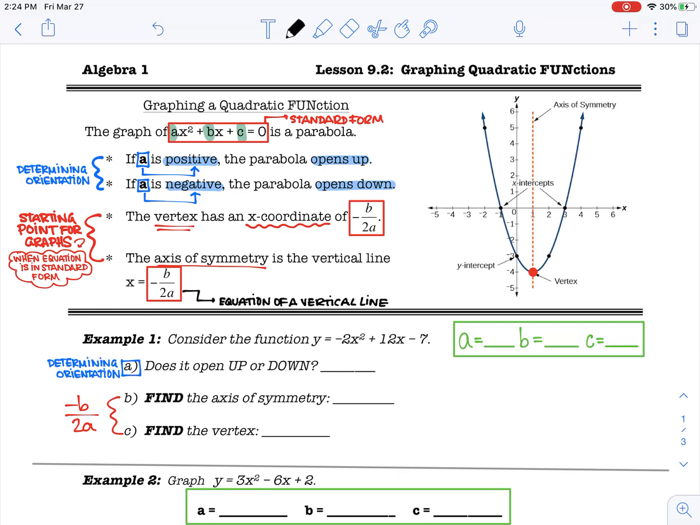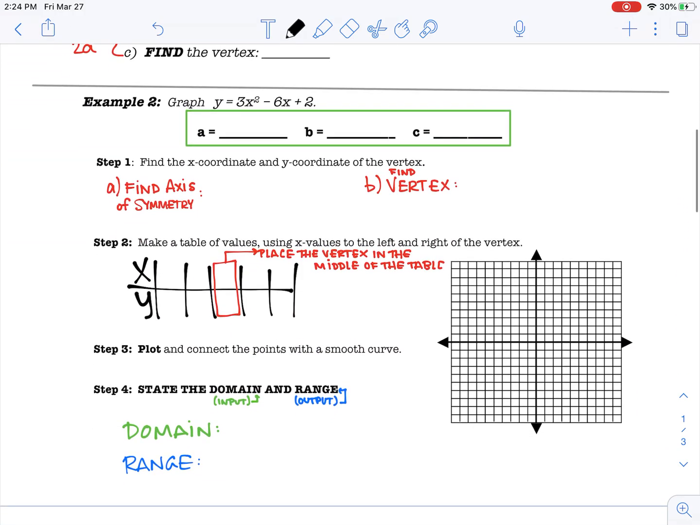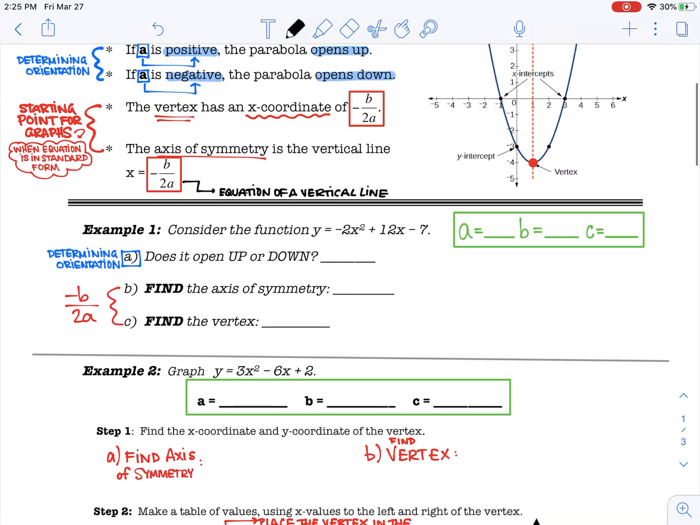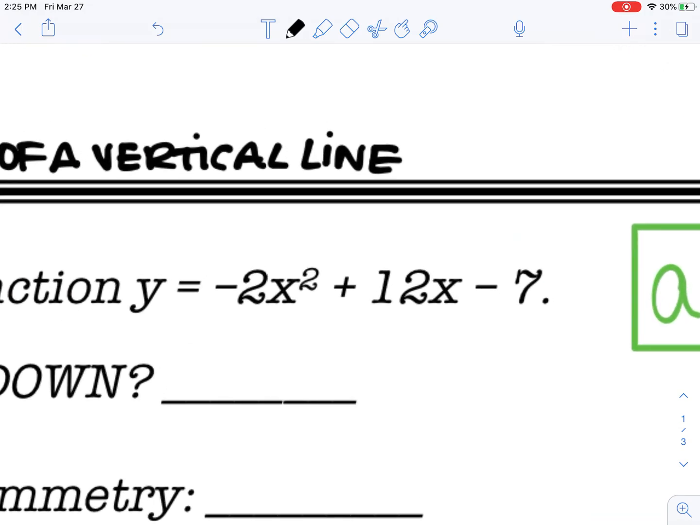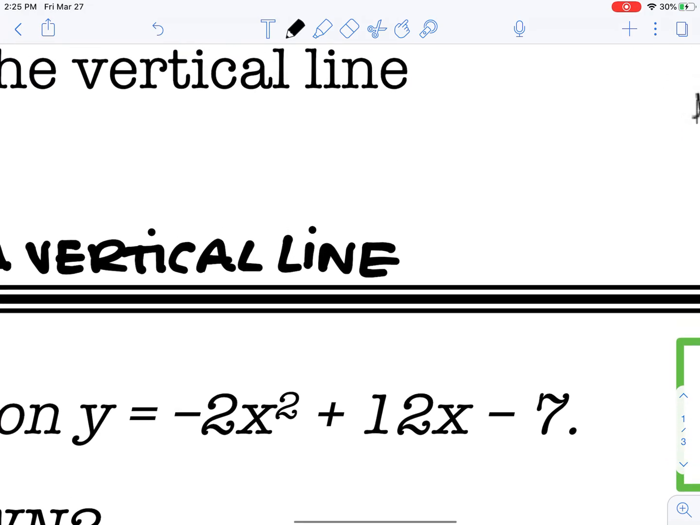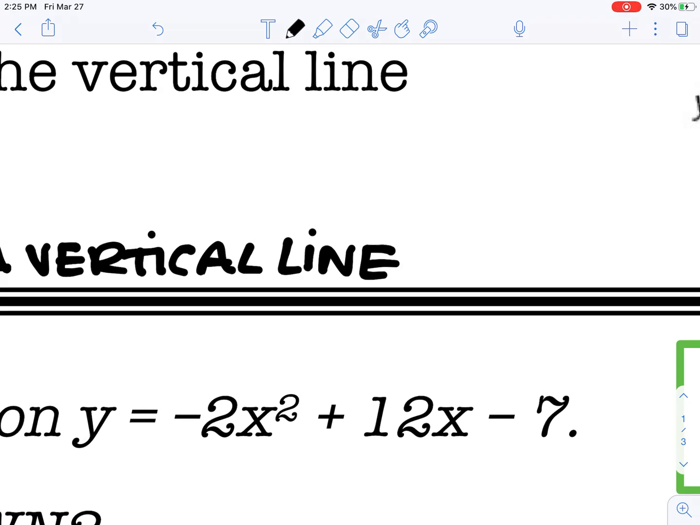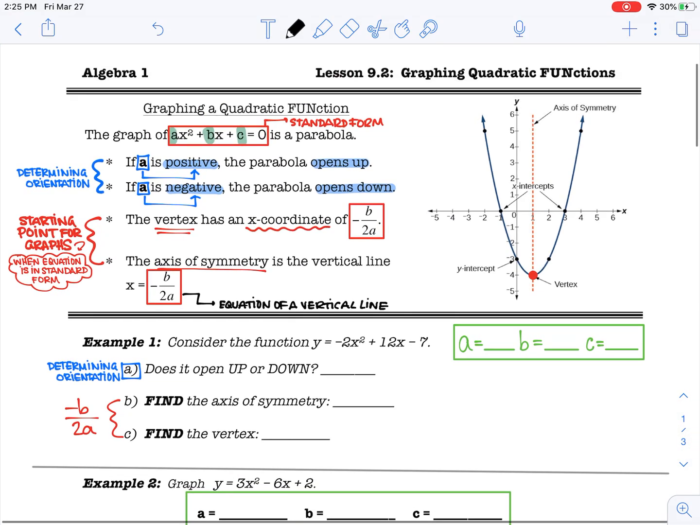Now, before we go back into the full-fledged process of creating our graph, what I would like to do is just practice these little pieces. So how do we determine orientation once we have a full 3 terms in our quadratic function here? And how do we determine what our axis of symmetry and vertex are? Then we're going to apply that skill again as we do the full graph.